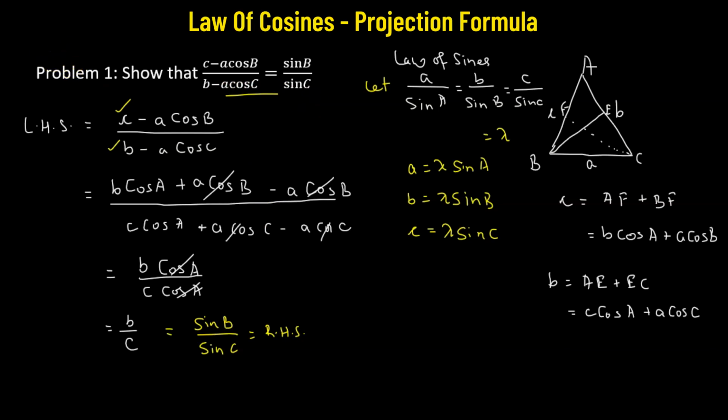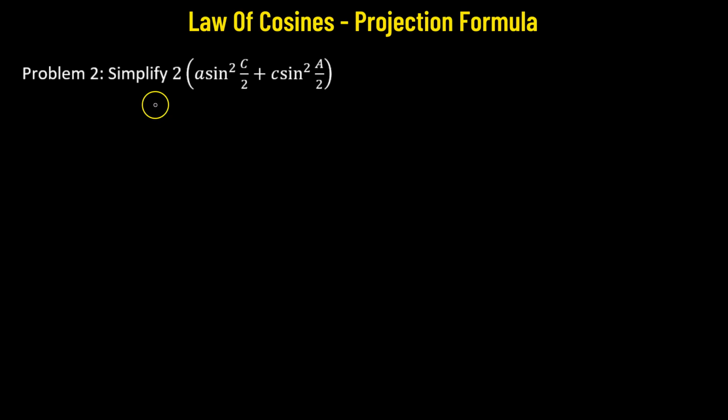Let's move on to the second problem. Problem number 2. We need to simplify the value of 2a sine squared c over 2 plus 2c sine squared a over 2. Let us begin. First we'll have to simplify the value of sine squared c over 2 and sine squared a over 2. So this is a half angle formula that we're going to use. We know that cosine of theta can also be expressed as 1 minus 2 times sine squared theta over 2. That means 2 times sine squared theta over 2 is equivalent to 1 minus cosine theta.